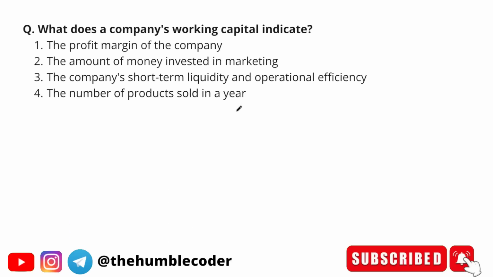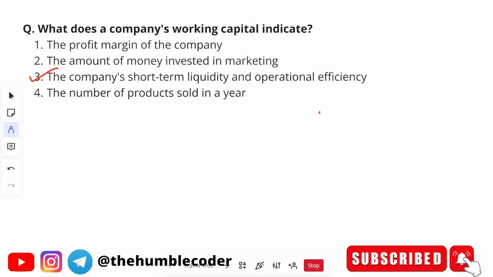Moving on. What does a company's working capital indicate? The options are the profit margin of the company, the amount of money invested in marketing, the company's short-term liquidity and operational efficiency, the number of products sold in a year. The correct answer is the company's short-term liquidity and operational efficiency, which is option number 3.